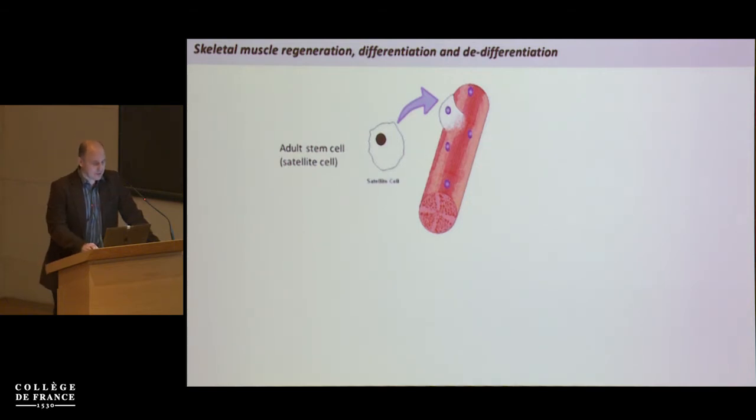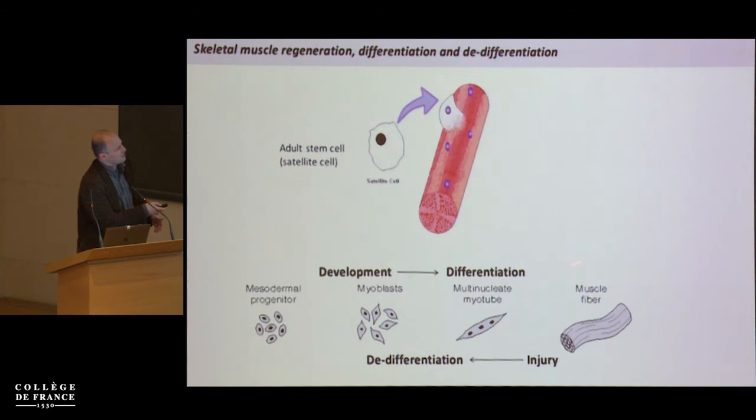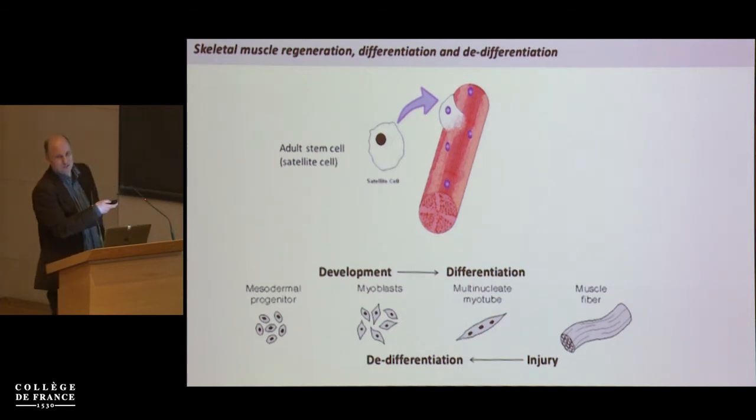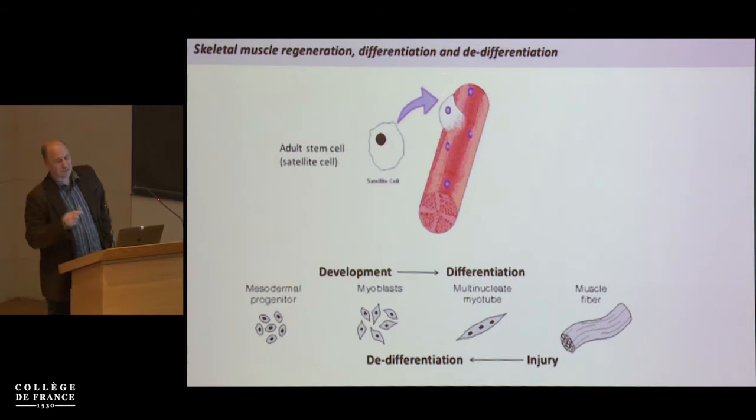But there is another way going on in newts, as I'm going to show you, namely that the differentiated myofibers actually go back and give rise to proliferating progeny with their ability to redifferentiate.